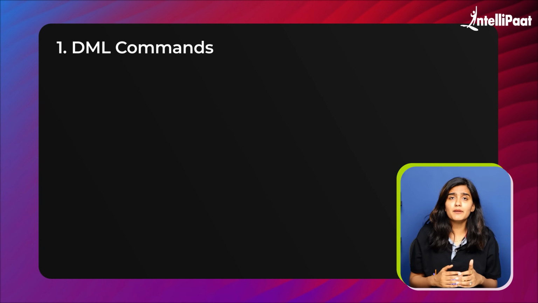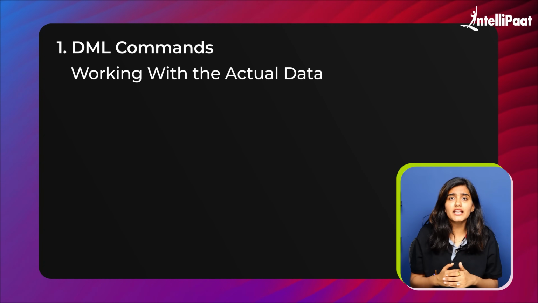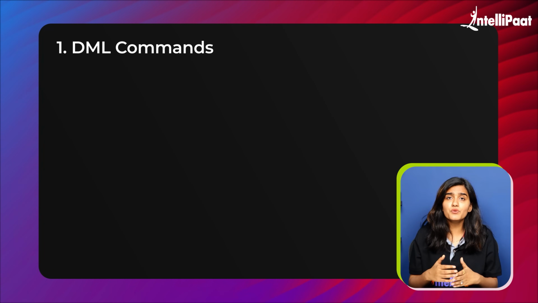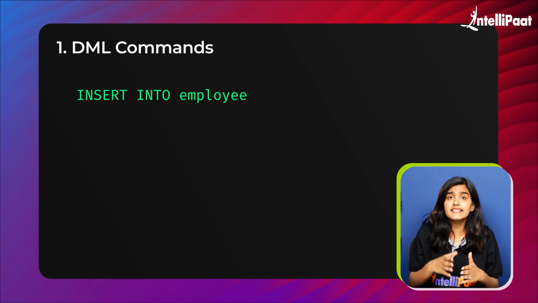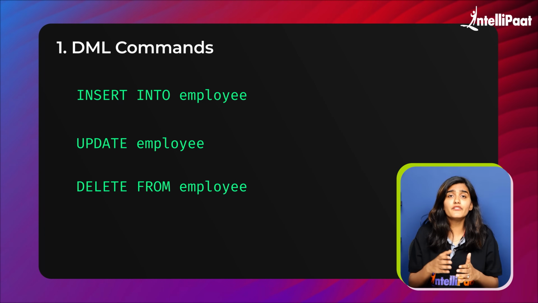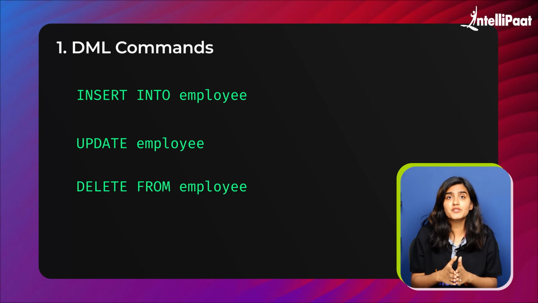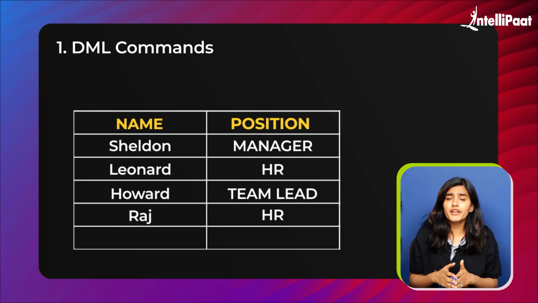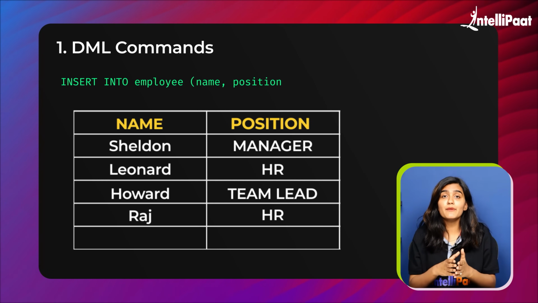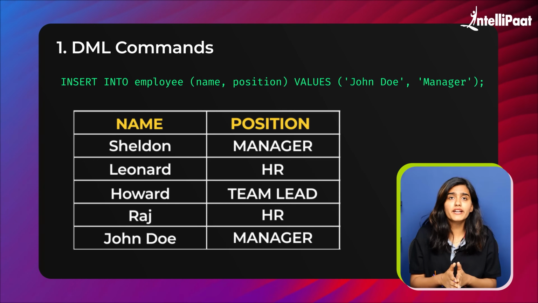Now moving to DML commands, DML is all about working with the actual data. Once we have the table, we use DML to insert, update or delete data. For example, if you want to add a new row of data, you would use insert. To change data, you would use update, and to remove specific data, delete is the way to go. These commands help keep the data in the table up to date and manageable. For example, to add a new employee record, you would write something like insert into employee, then in brackets name and position, then values, for example Joe, and what position he is holding, say manager.